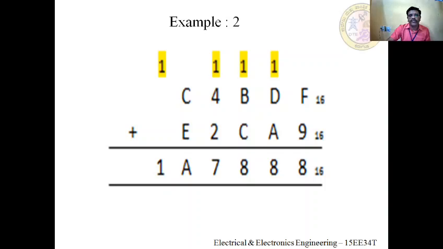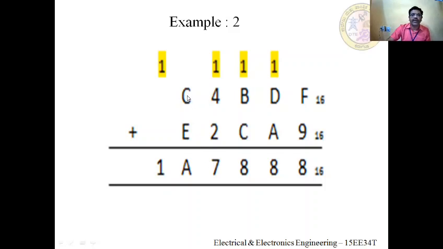So step number 4 is 1 plus 4 plus 2. 1 plus 4 is 5. 5 plus 2 is 7. Since 7 is less than 16, no need to subtract. I'm writing 7 as it is in step number 4. So the answer of step number 4 is 7.